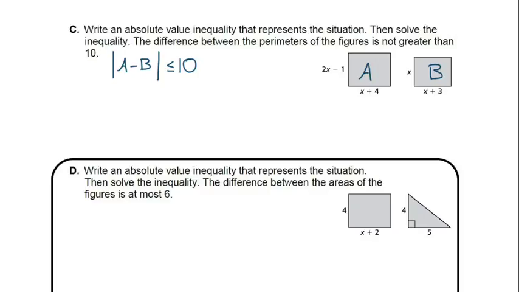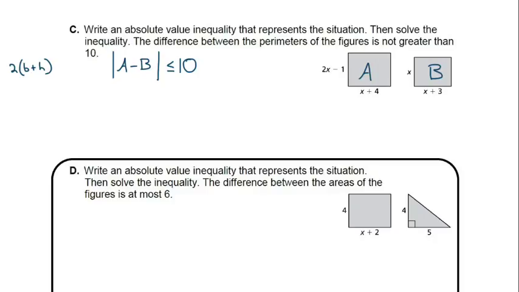So the perimeter of A, well, how do you find the perimeter of a rectangle? Perimeter of a rectangle is twice base plus height. Whatever the base, it's 2 of the bases and 2 of the heights, so it's 2 of the bases plus 2 of the height.